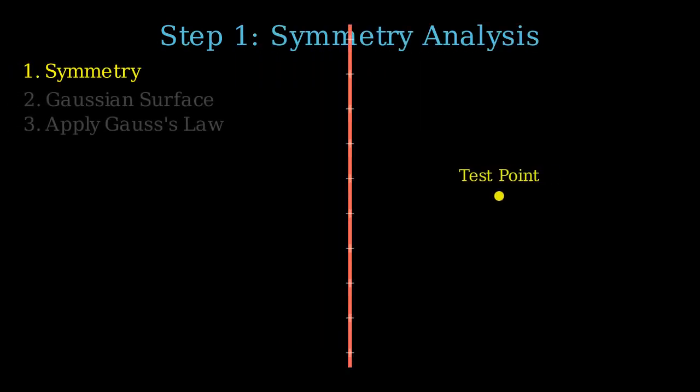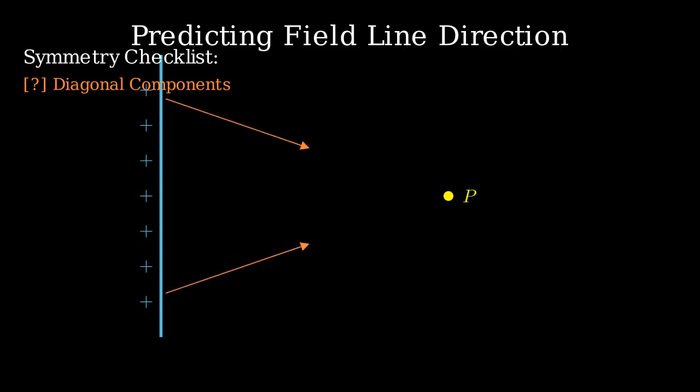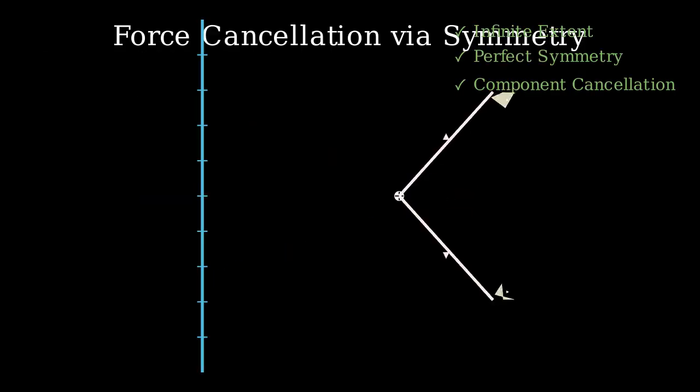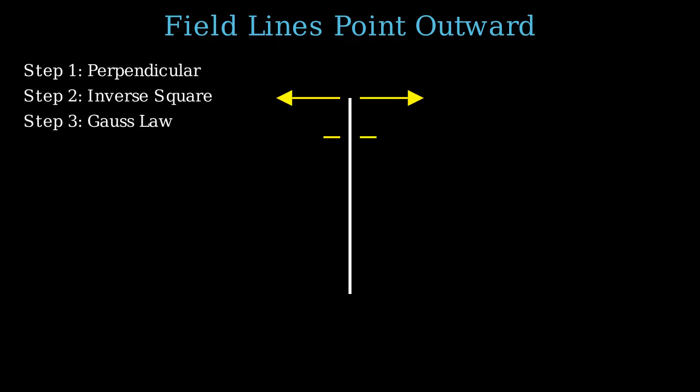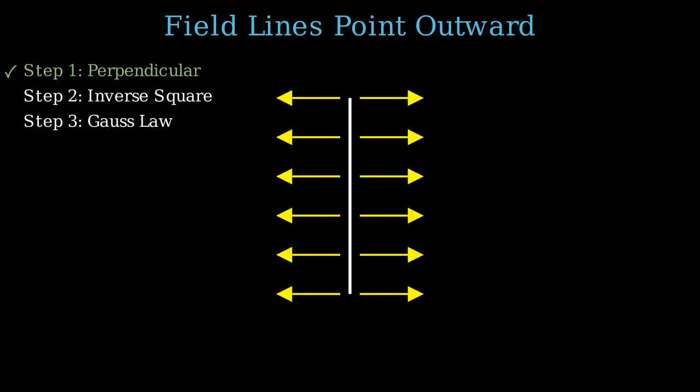Imagine looking at this infinite wall of charge from the side. Could the electric field point outward at a diagonal angle? Pause here and predict what the field lines must look like. Because the sheet is infinite, for every charge pushing diagonally to the right, there is an identical charge perfectly balancing it by pushing to the left. The sideways forces completely cancel each other out. This means the electric field lines have no choice but to point straight out, perfectly perpendicular to the sheet.